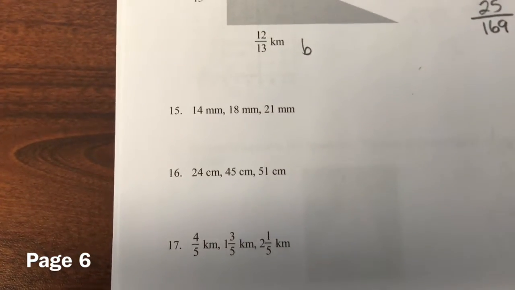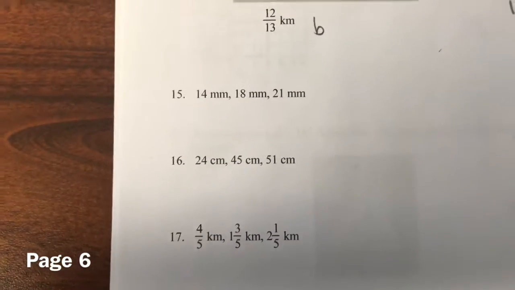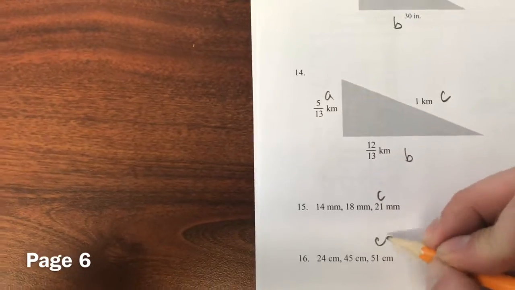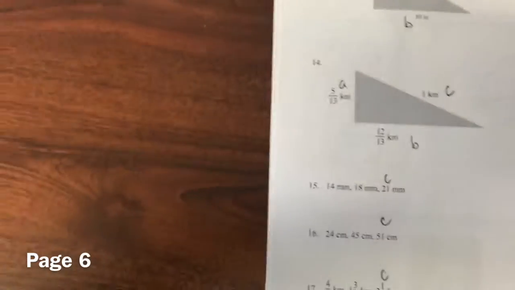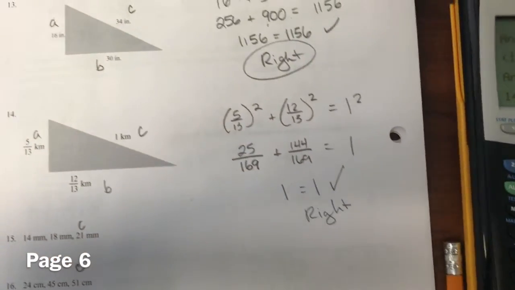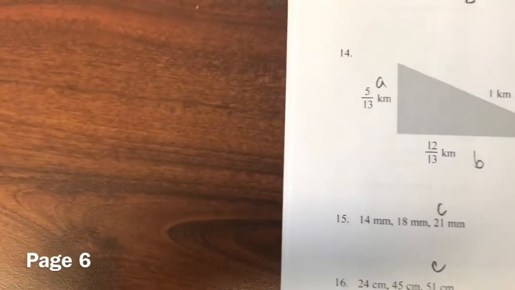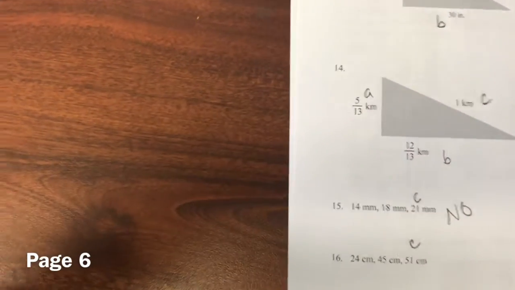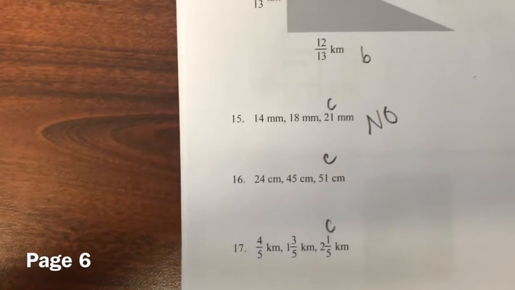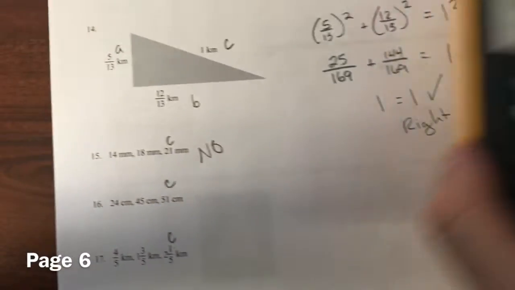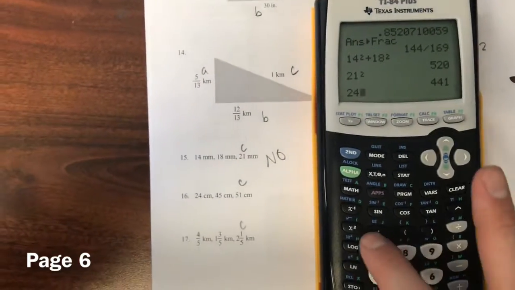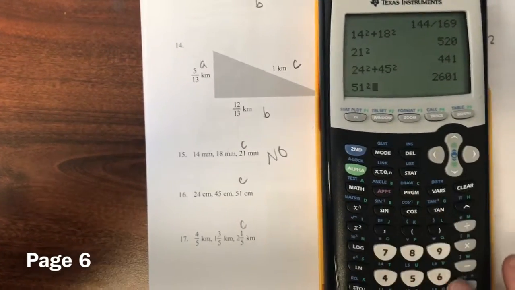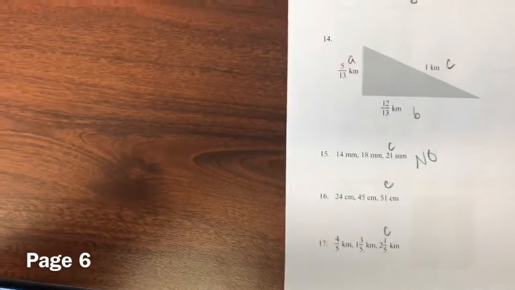Let's just keep going. Let's see if we can do this without writing anything down. I think you get the idea. This is going to be my C. That's going to be my C. That's going to be my C. So let's do this. 14 squared plus 18 squared has to equal 21 squared. It doesn't, so no. Not right. 24 squared plus 45 squared. Hit enter. That has to equal 51 squared. It does, so it's right.